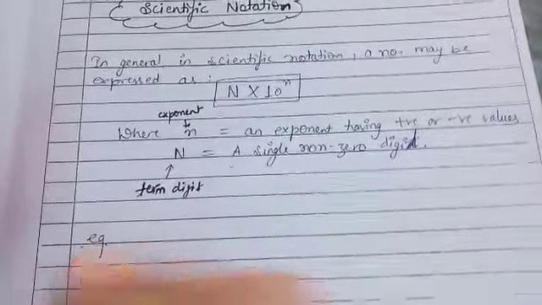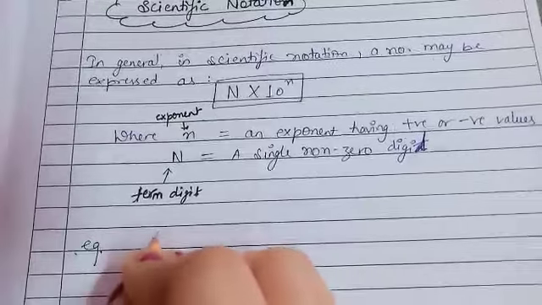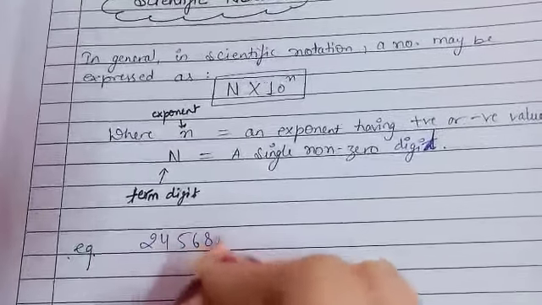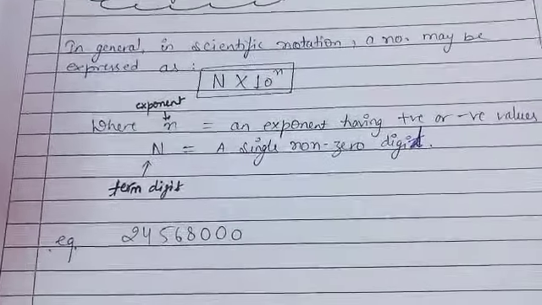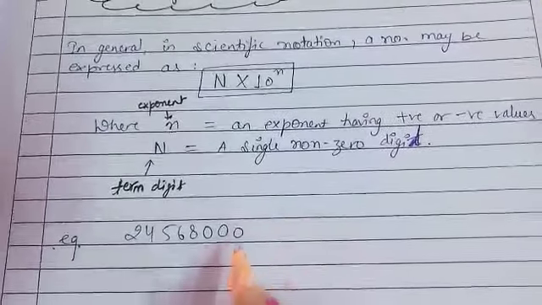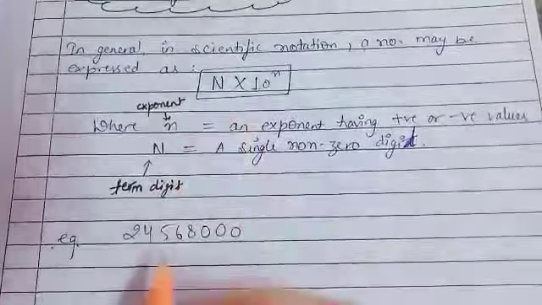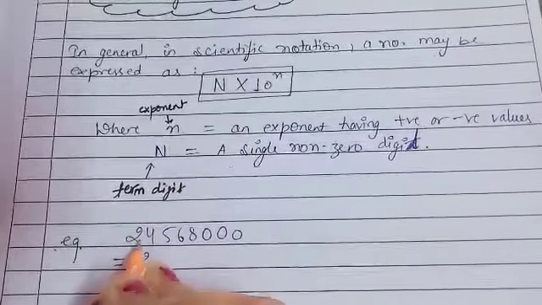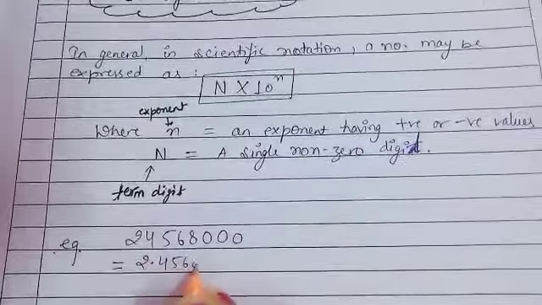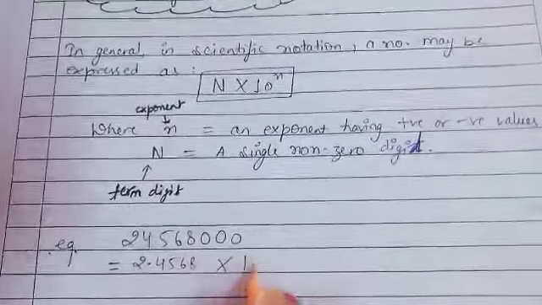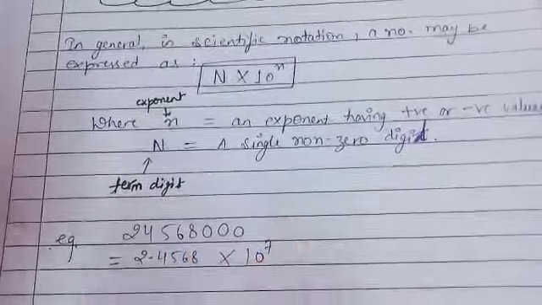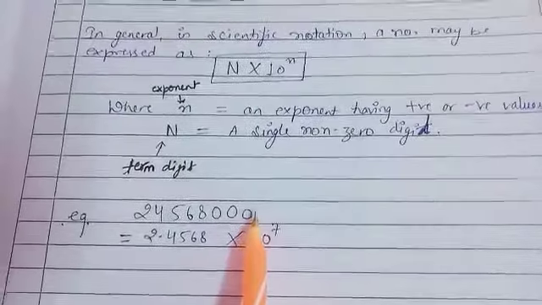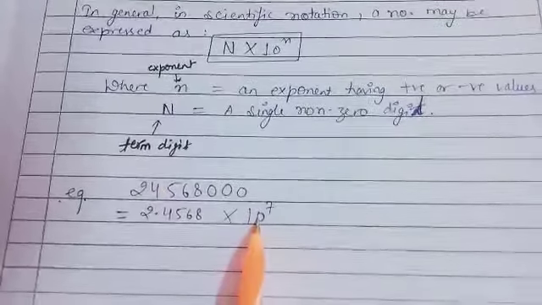For example, suppose 2 4 5 6 8 0 0 is given. You have to convert it into scientific notation. Convert it into this form: one single digit, then write the rest after the decimal. Shifting the decimal 1 2 3 4 5 6 7 places, this is 10 to the power 7. Remember, when we shift the decimal from right to left, the power increases in the positive.